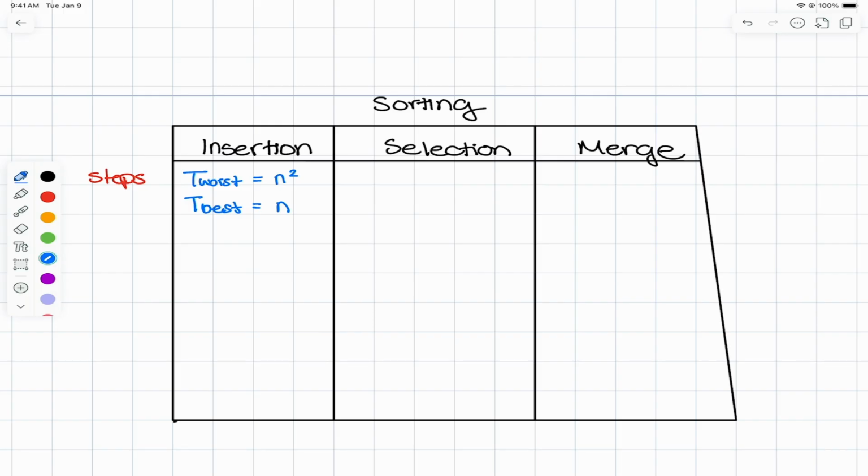Here's the key observation. Regardless of the order of your data, selection sort will always do the same number of comparisons. It doesn't matter. Try it out on paper: sorted order, reverse sorted order, random. It will always do the same number of comparisons and 1 or potentially 0 swaps. That does not change. It is much more robust to the order and general distribution of your data. So what that means is in all scenarios, T worst, T best, and I can even say T average here really easily, it will always be an n squared algorithm.